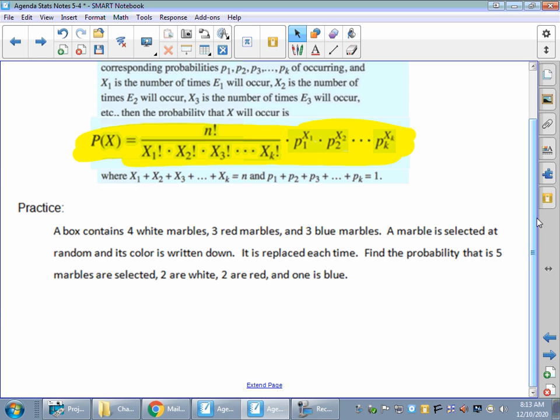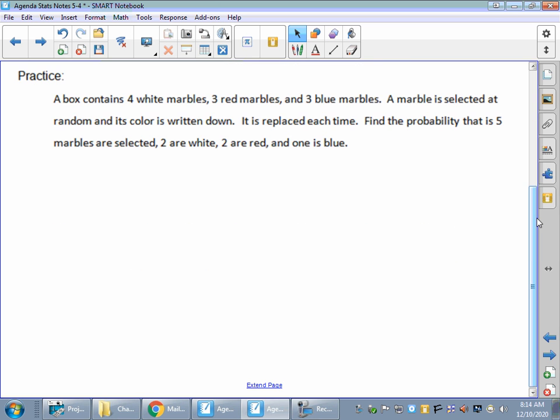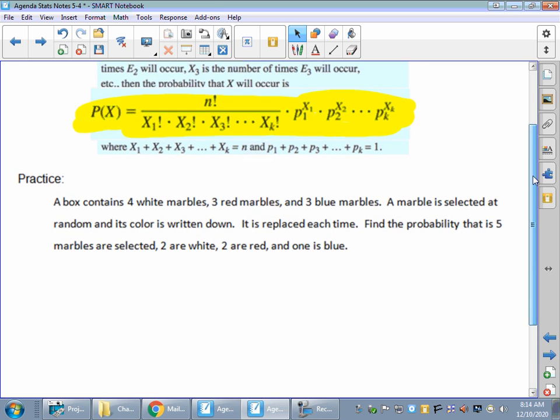This formula, the first part of it, does remind me of the probability of the word Mississippi that we did back in chapter 4, where we do 10 factorial over the number of m's factorial times the number of i's factorial. I don't know if you remember that, but that's kind of reminding me of the first part of that formula. And then the second part does bring me back to earlier in this chapter.